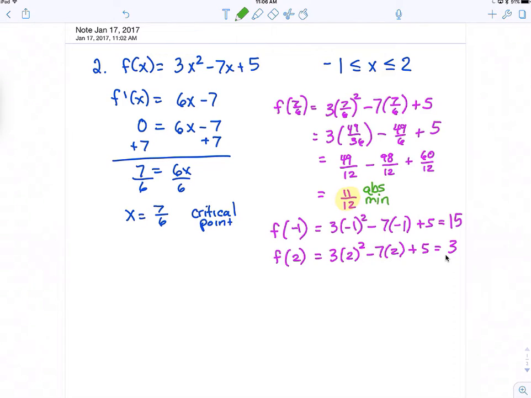7/6. Which one's the max? 15. The absolute max is 15, and it occurs at the x value -1.